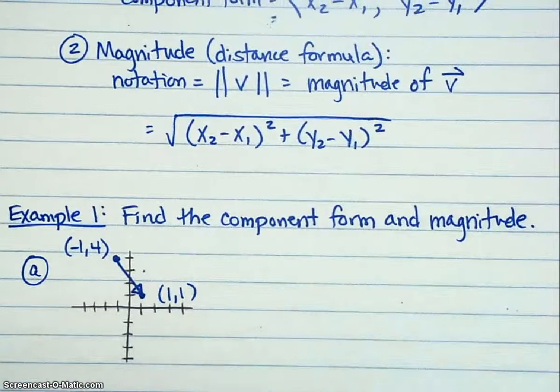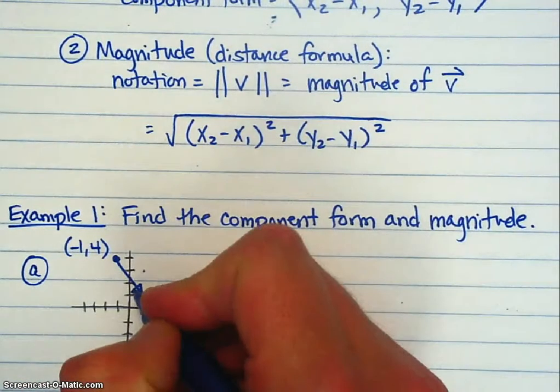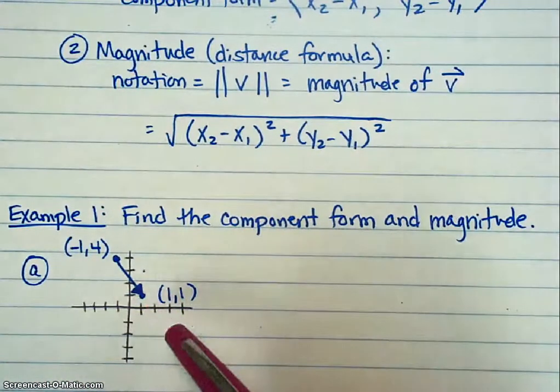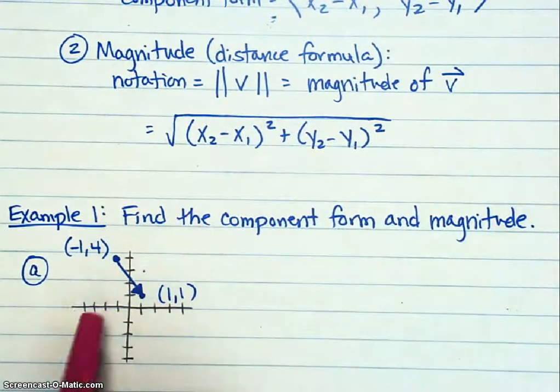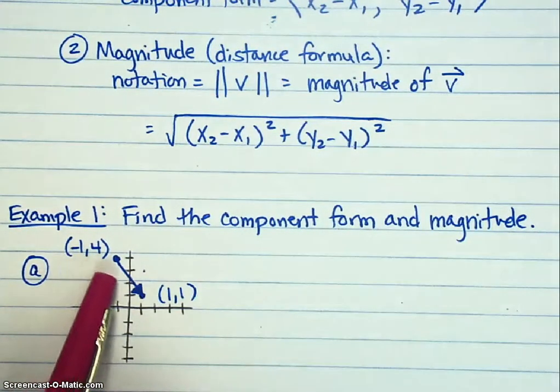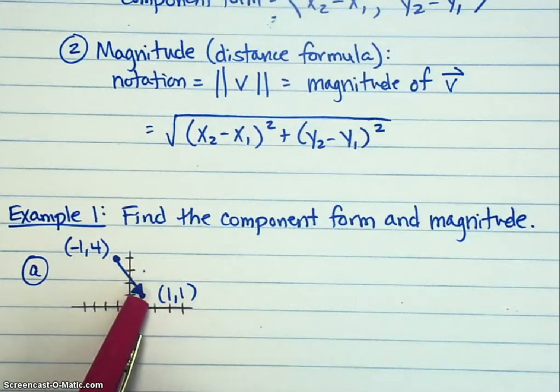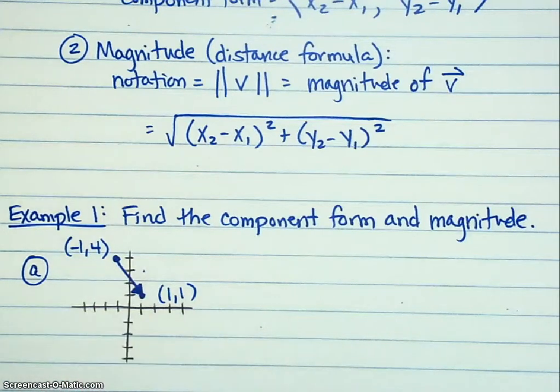All right, so in this example, we are actually given the diagram of a vector. It's not in standard position, but it's just a vector here. It starts at (-1, 4), and it ends at (1, 1). Now, how do I know that it ends at (1, 1)? Well, if you look at the arrow, it will tell you the terminal point. So wherever the arrow is, that is always the terminal point.